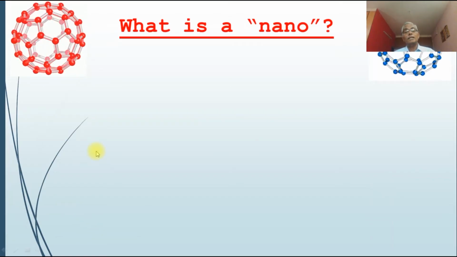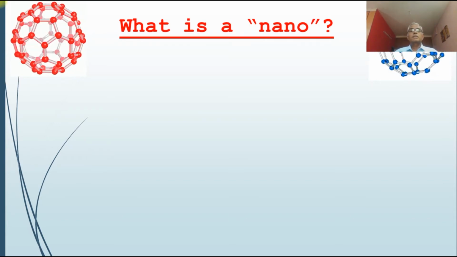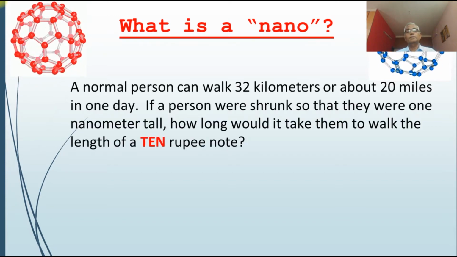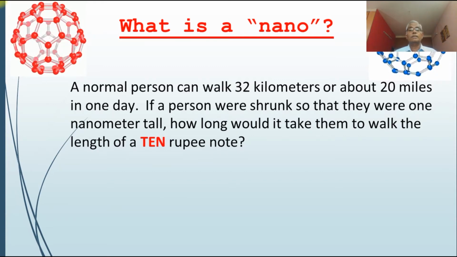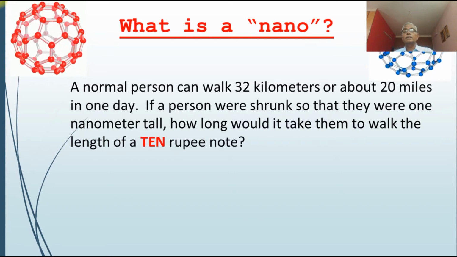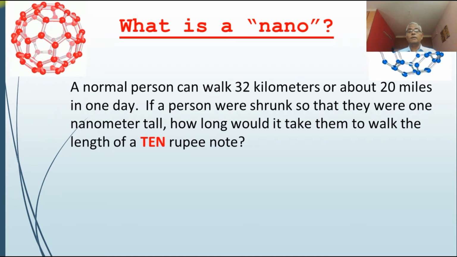So now exactly what do we understand by the meaning of nano? Let me quote you a very simple example. If you want to compare what exactly nano is in terms of length or dimension, a normal person can walk 32 kilometers or about 20 miles in a day. If a person starts from 6 a.m. to 6 p.m., in general, then a person can walk about 32 kilometers.